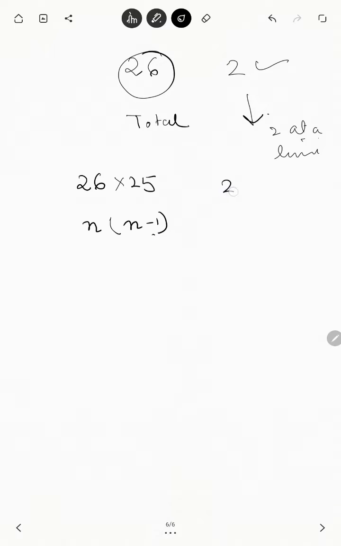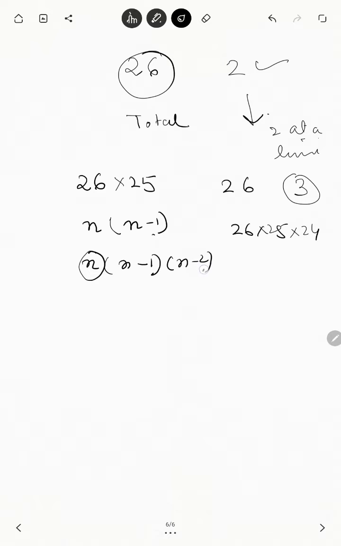For another example, out of 26, if you select 3 and make a code, the first choice will be 26, then 25 and 24. So if the total number of objects is n, the next choice will be n minus 1 and then n minus 2. With 3 objects, we end with n minus 2. So this is 26, this is 26 minus 1, this is 26 minus 2.